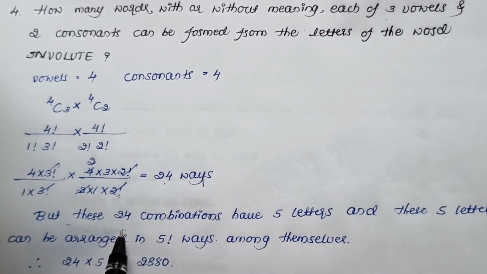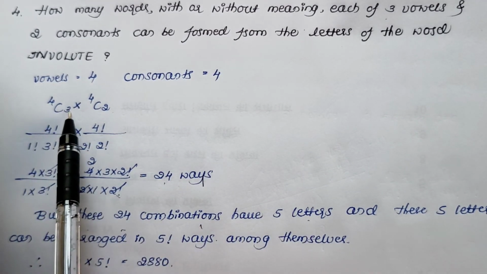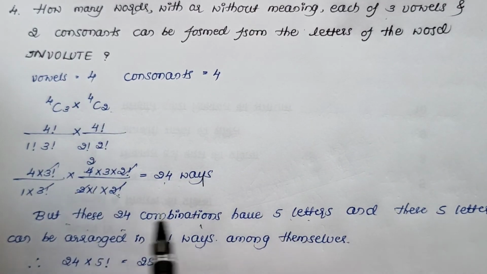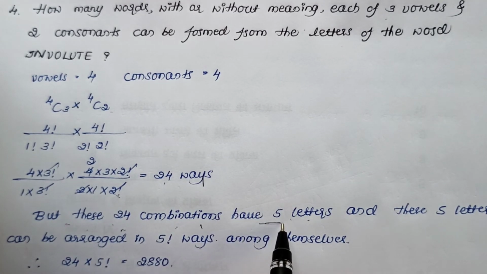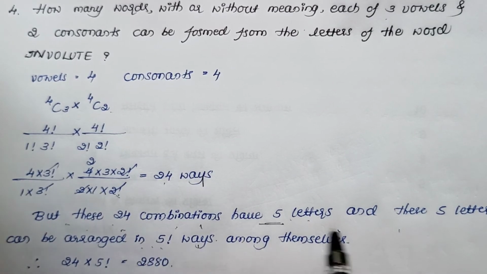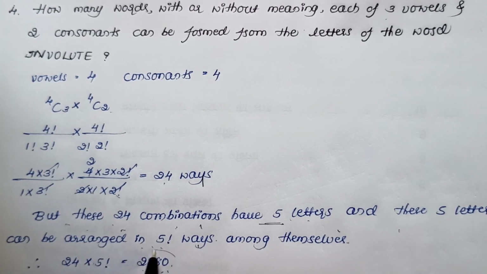But each of these combinations has 5 letters, 3 vowels and 2 consonants. All these 24 combinations will have 5 letters in the words, and these 5 letters can be arranged in 5 factorial ways among themselves. Therefore, 24 into 5 factorial is equal to 2880 ways. So this many arrangements can be formed.